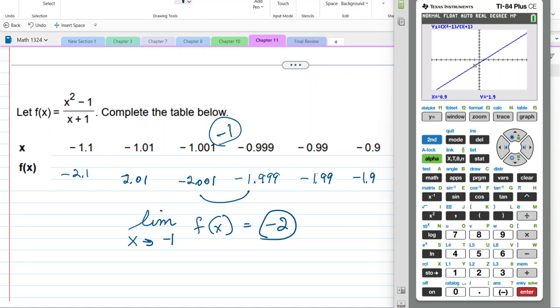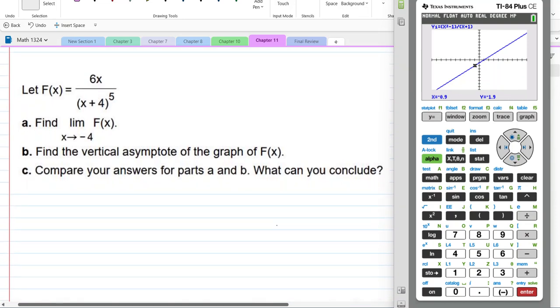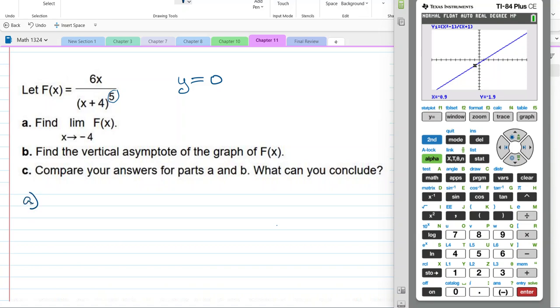There you have it, guys. Pretty awesome, right? Okay, we've done tables, we've done graphing, and now we're doing some general. It says, so I have this function. Now we know that the degree is 5 on the bottom and 1 on the top. So we have a horizontal asymptote at y equals 0. Never cross that line. We want negative 4. Find the limit. Okay, so for A, we want the limit as x approaches negative 4 of cap f of x.